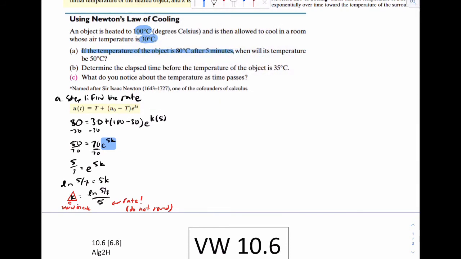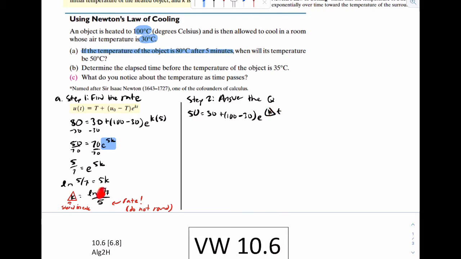Okay, so we got the rate. Let's draw a line. Now we have step 2. Answer the question. When will its temperature be 50 degrees? So exact same thought process. 50 is equal to, everything else is the same, because the room temp is still 30. The initial was 100 minus 30, then E, except now I have triangle K because I have the actual value, and T. So now we're solving for T, and remember, this is not a variable, this is a constant.